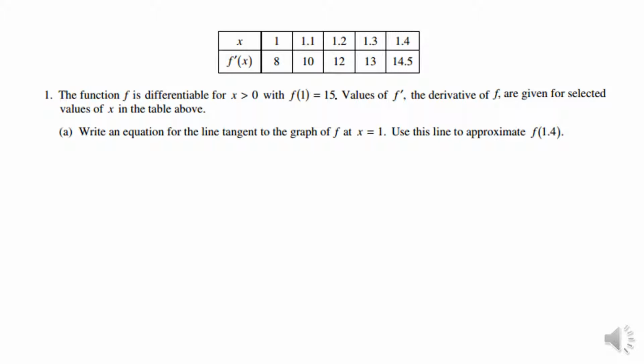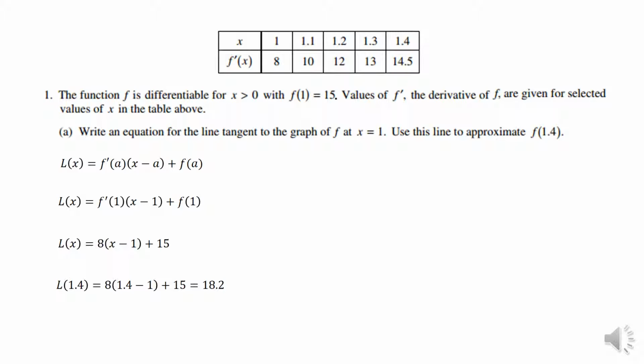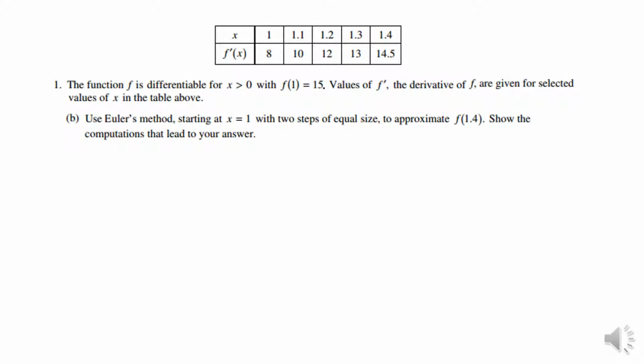So once again, the first thing that you're going to be doing, of course, is identifying the initial condition. In this case, it's going to be x equals 1 and y equals 15. And then the slope at that point, which is given, in this case, in a table, at x equals 1 equals 8. And then it's just a matter of plugging that into the point slope form and developing your linearization equation. And once you have that to approximate it at 1.4, all you have to do is plug in 1.4 as your x value, and you get an approximate value for the function at that point. In this case, that is 18.2.